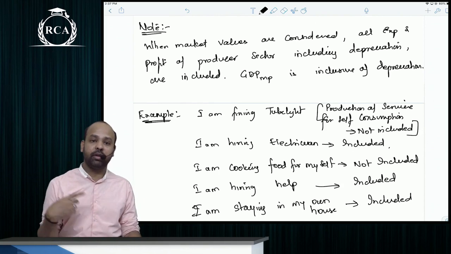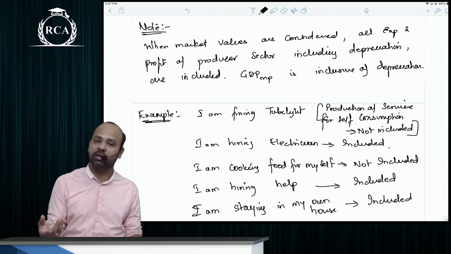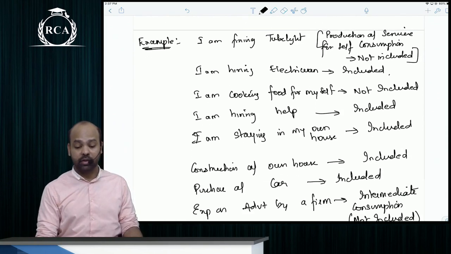By default, when you take the market value of all goods and services, it is inclusive of depreciation. It is inclusive of all the expenses that they've incurred, including depreciation. So that is why you get gross.